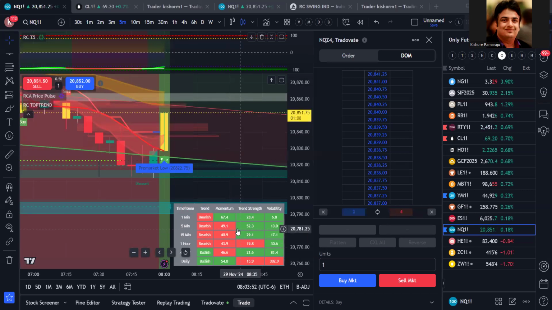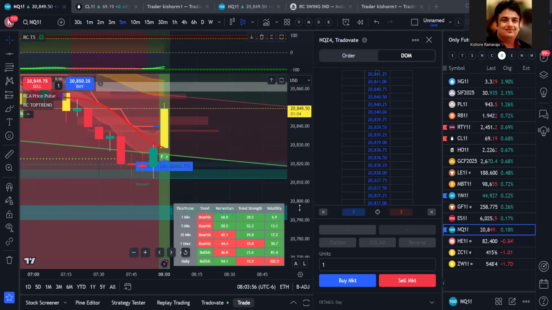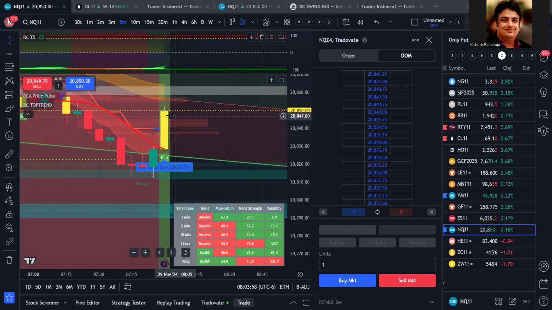If you make 300, 300 into 10 accounts is 3000 for the day. You are done. So you don't need to take every trade. Even if you miss some opportunities, that's okay. But take the best opportunities. Take where you can see all the indicators telling the same thing.